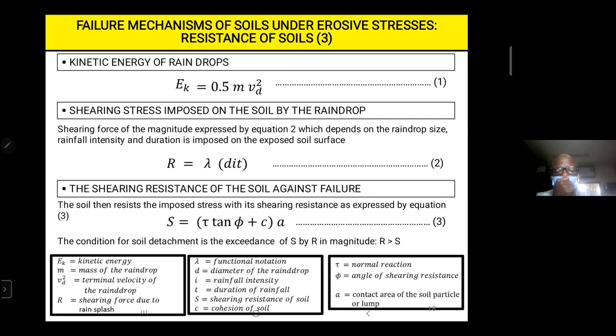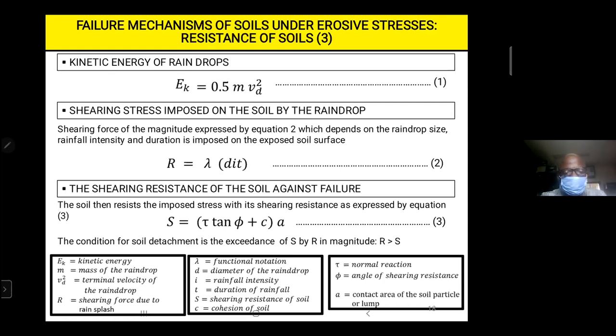The kinetic energy of any raindrop can be described using equation one, that is half mass times velocity squared. But the shearing stress imposed on the soil by each raindrop can be calculated as a functional notation multiplied by the diameter of that raindrop. So in areas of torrential rainfall, where raindrops are large and heavy, there's bound to be greater erosive force. Rainfall intensity is I, and T is the duration of the rainfall. But the shearing resistance of the soil against that raindrop is the typical Mohr-Coulomb relationship, showing that the shearing resistance is equal to the quantity sigma tan phi, where phi is the angle of internal friction of that soil, plus the cohesion C, and then multiplied by the contact area of the soil particle A.